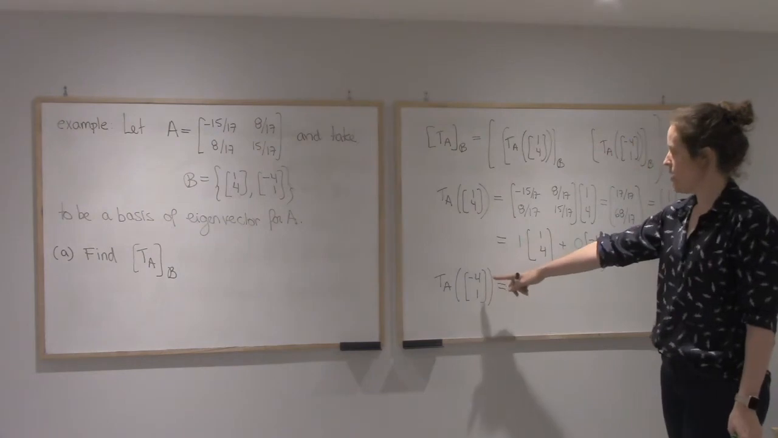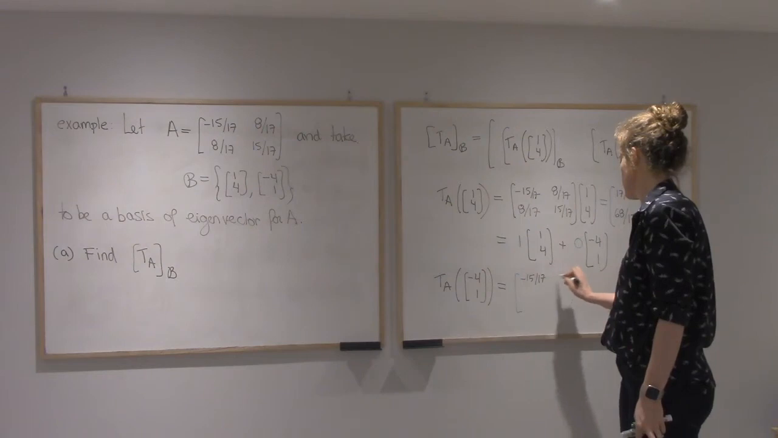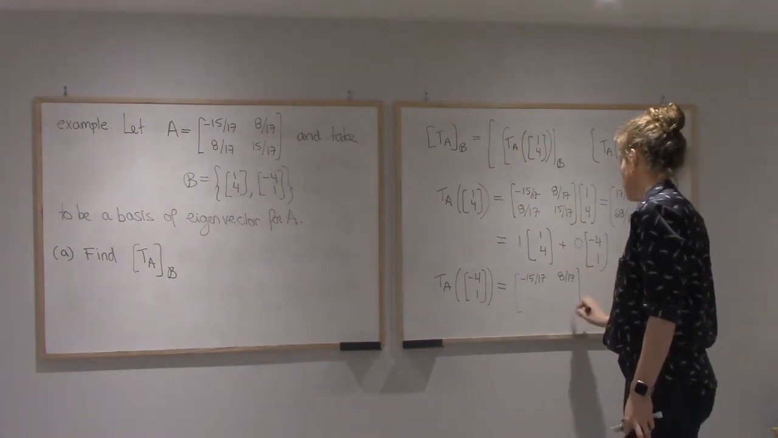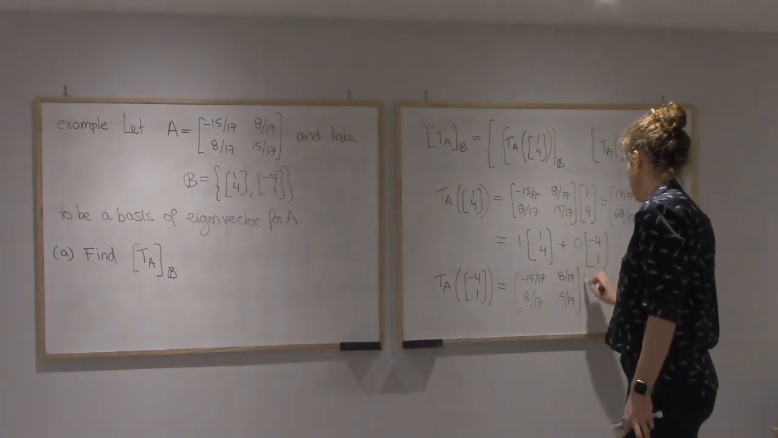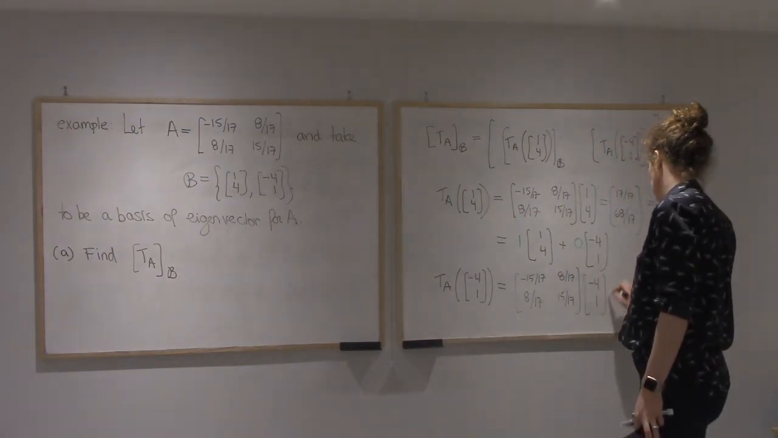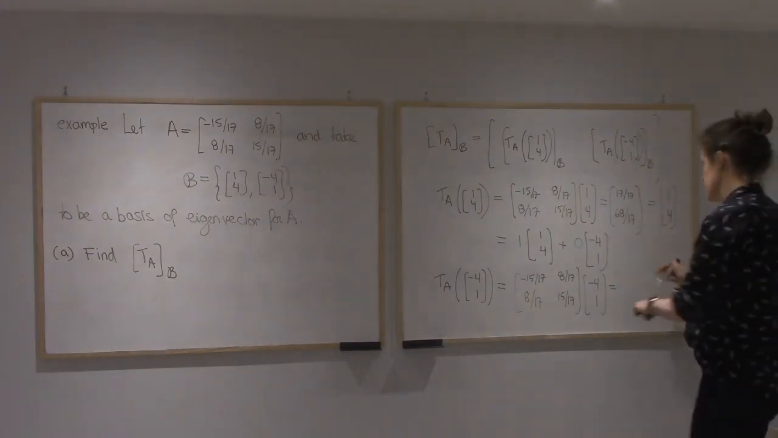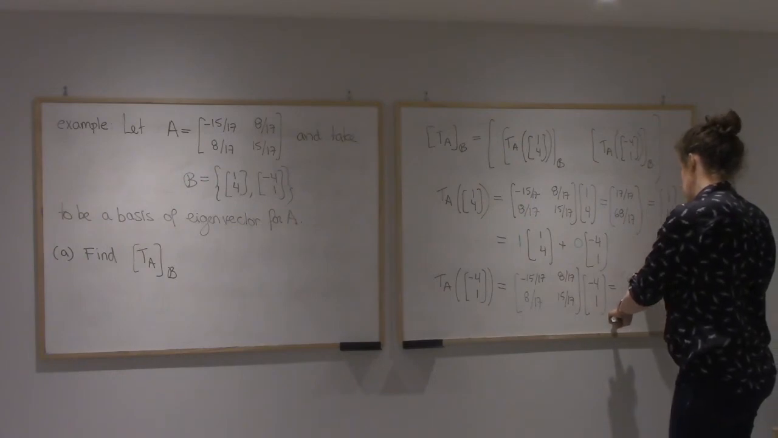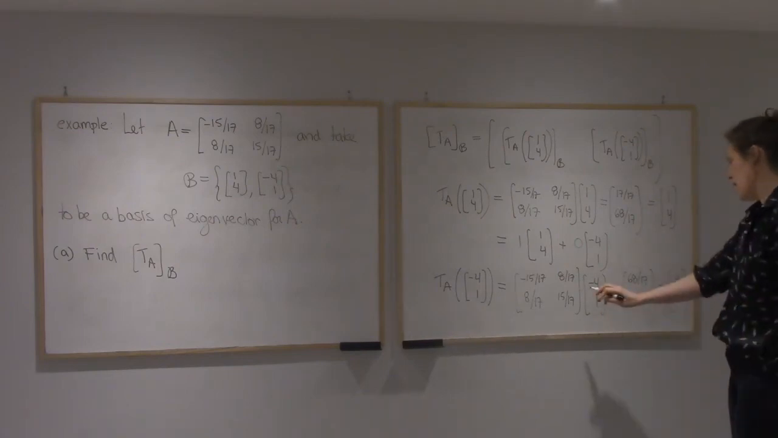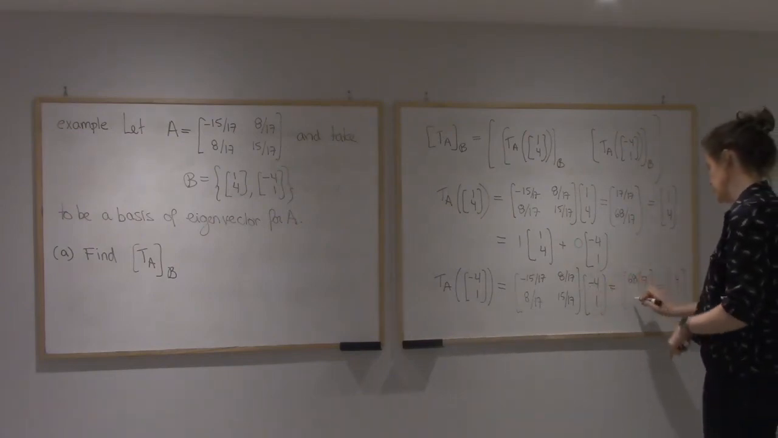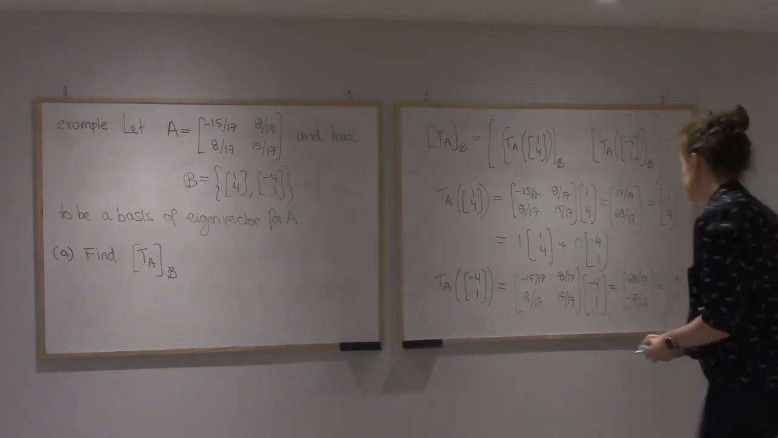All right, TA of minus 4, 1. Again, let's just multiply. I get 60 plus 8. That's 4. I get minus 32 plus 15. That's minus 1.